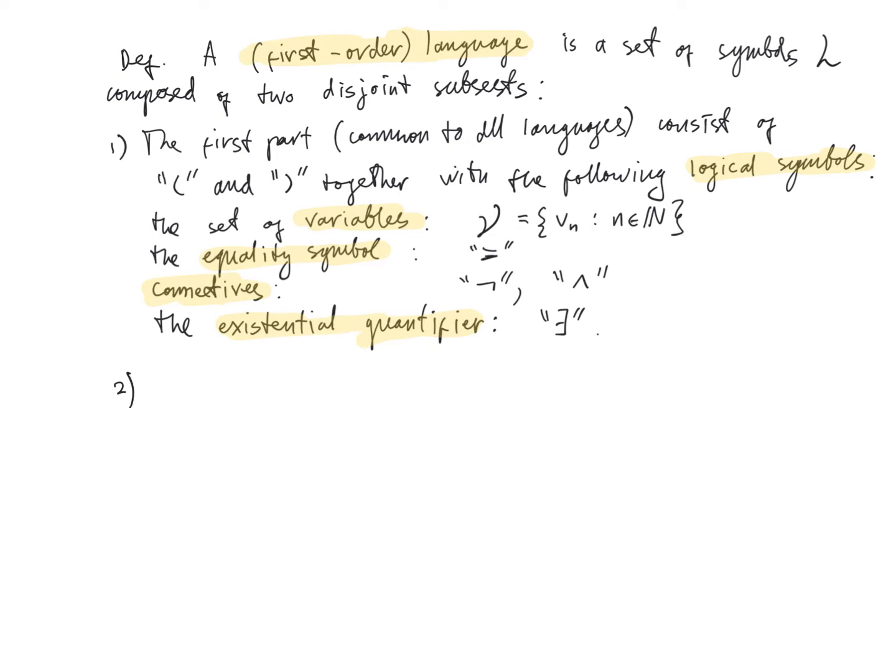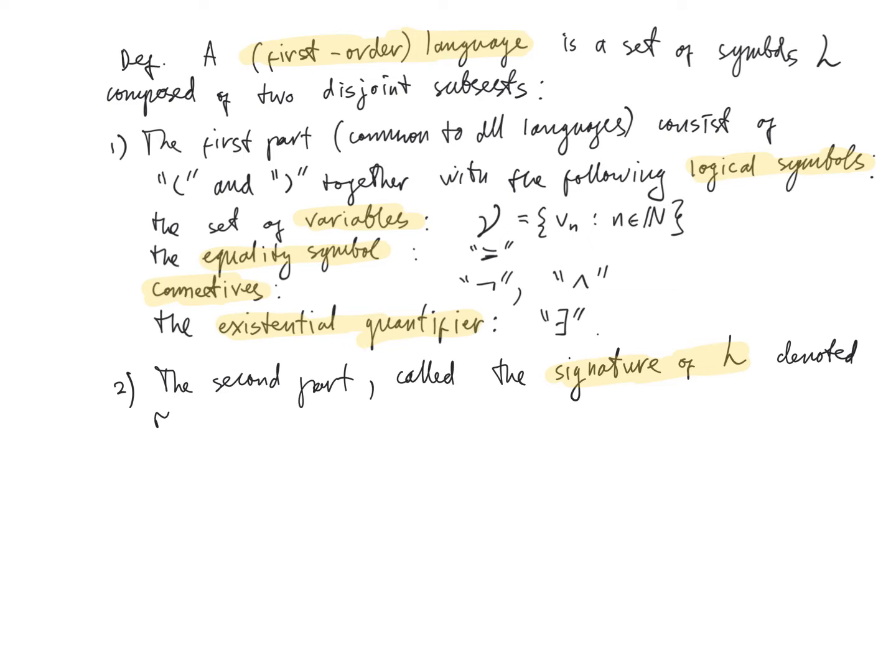The second part of the language L, called the signature of L, which is denoted as a sigma superscript L, consists of the so-called non-logical symbols of the language L, and this is the part which is specific to the choice of the language L. It consists of the following.